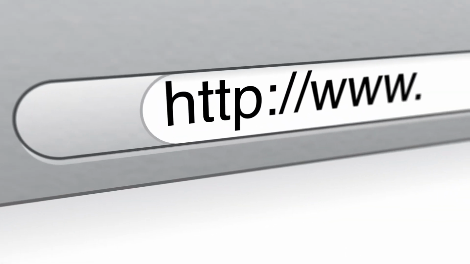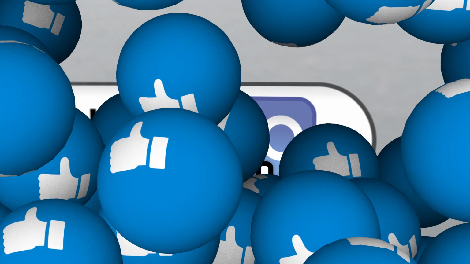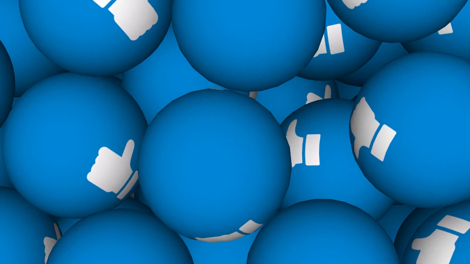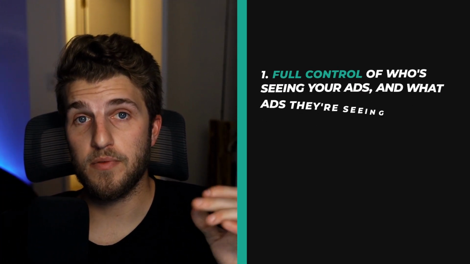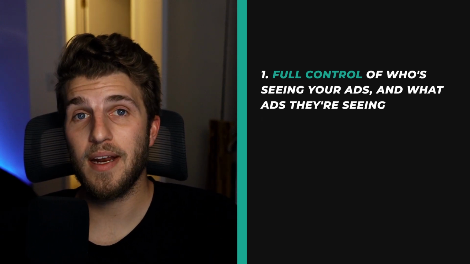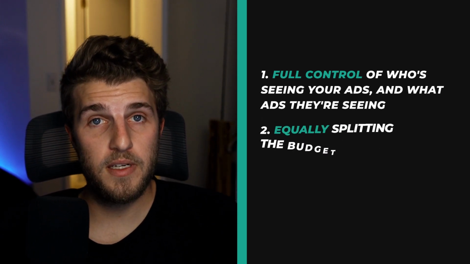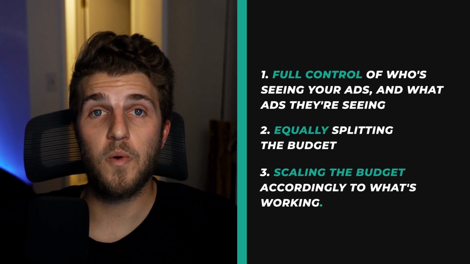With the CBO, you're going to have a lot of slippage, meaning you're not getting the fully optimized approach to your ads. It doesn't matter how much money you're spending, you will get better performance on ABO. What I mean by this is run an ABO, put one creative per ad set, manually control how much money is going to each creative and each audience. By doing this, you're in full control of who's seeing your ads and what ads they're seeing, equally splitting the budget and then scaling the budgets accordingly to what's working.